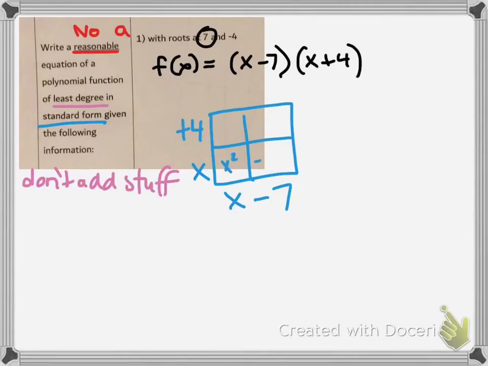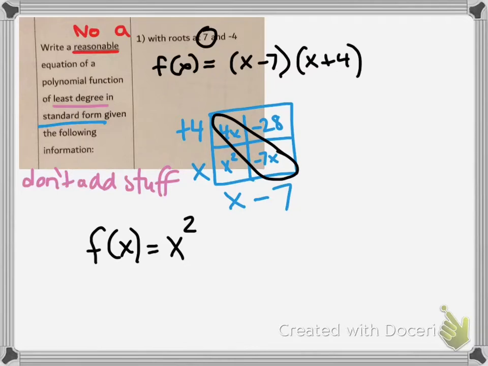X squared, negative 7x, 4x, and negative 28. Okay, so my final answer, f of x equals x squared. We've got a 4x and a negative 7x, so that's negative 3x minus 28. Okay, that is a polynomial equation. It is least degree, degree of 2, and it's in standard form.